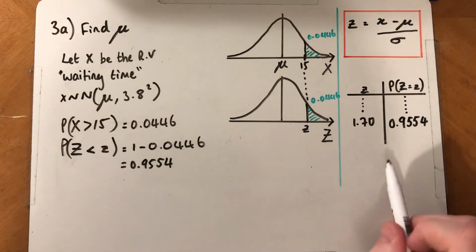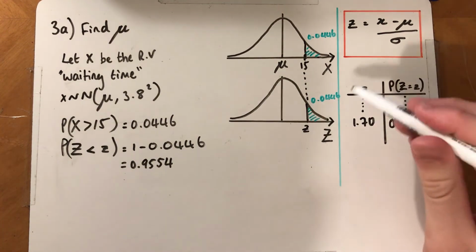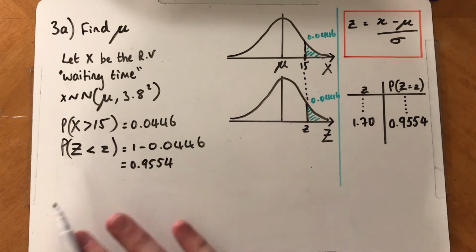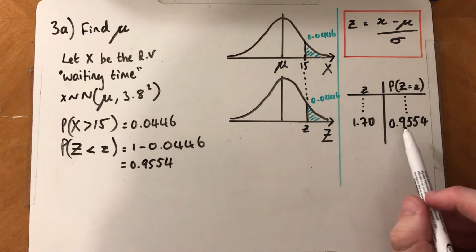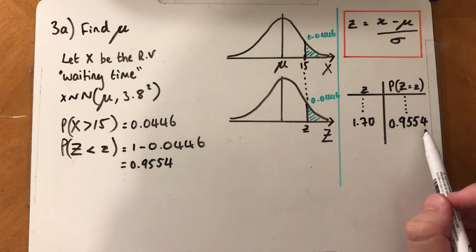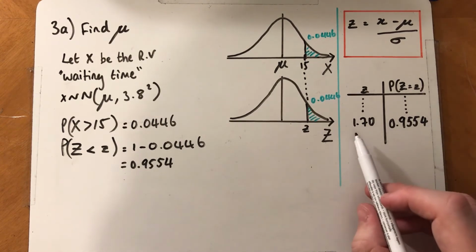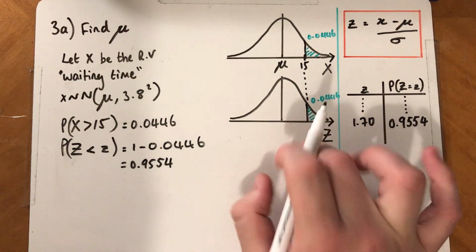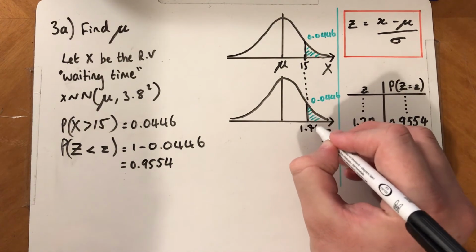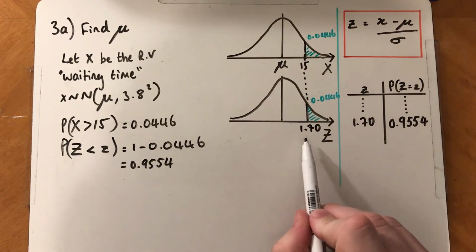So I've got a little schematic of what the table should look like because I can't fit the whole table here, unfortunately. You should see that the probability 0.9554 corresponds to a value of 1.70. So we can therefore say z is 1.70.